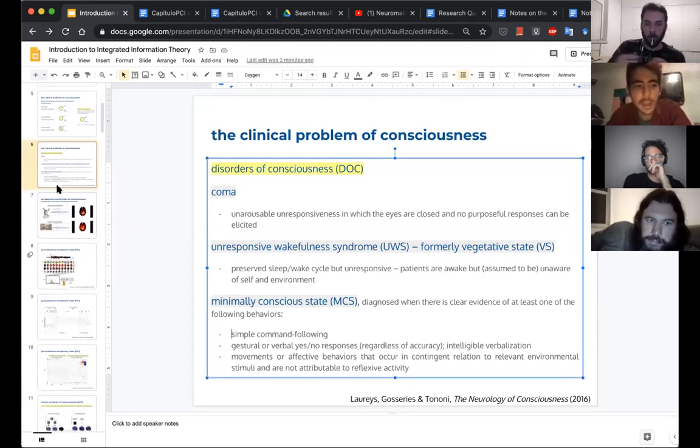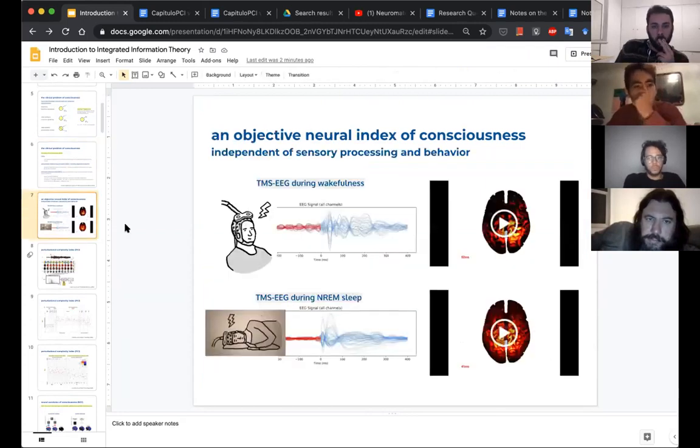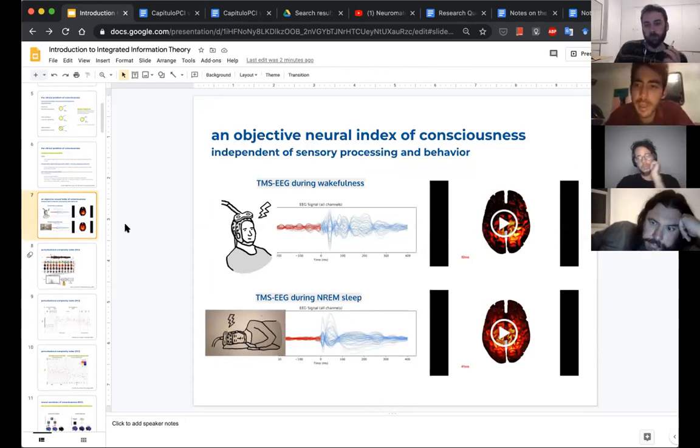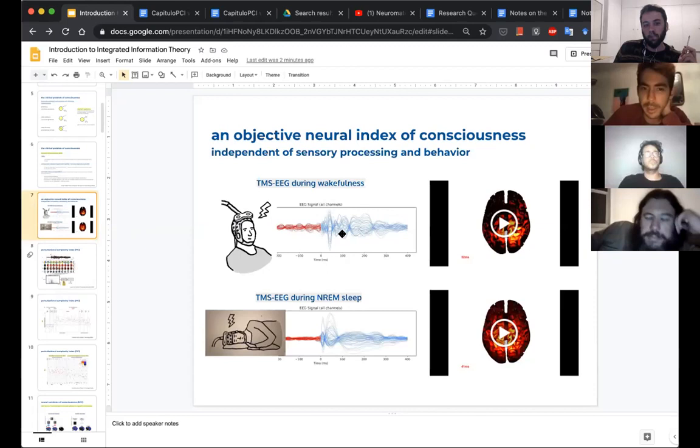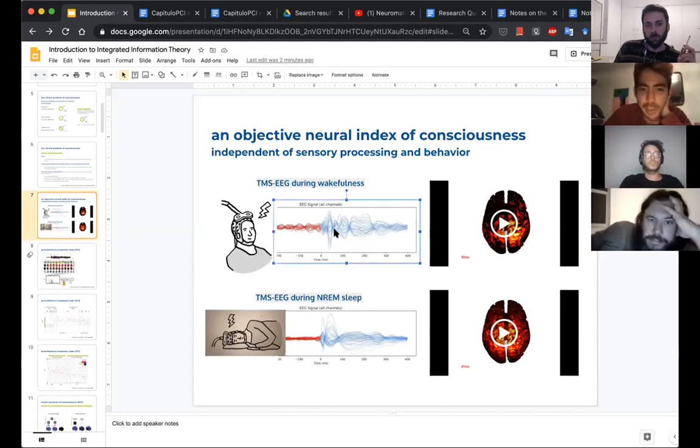So this motivates the search for neuronal markers of consciousness. And I'll now discuss an approach that I worked with during my master's, which is the possibility of developing an index that is independent of both the sensory input and behavior. So this is how your brain reacts when you do a small local perturbation in your cortex while you're awake. This is the EEG response to this perturbation.